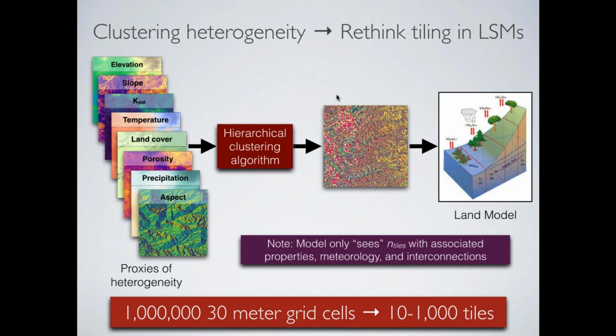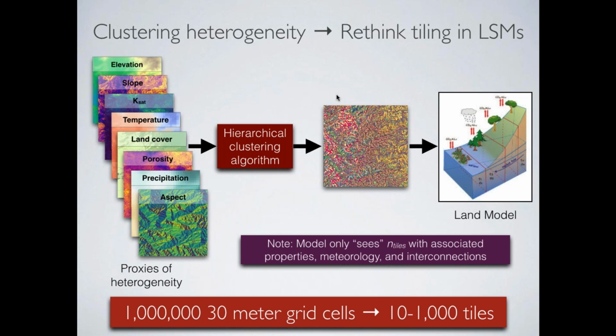Now, I should note here, the model is not actually seeing a map of tiles. The model is only seeing, as classical land models do, just N tiles, and that N in this case I think is 183. So it has 183 different tiles, where each tile has a unique set of properties, and it can have its own unique meteorology.